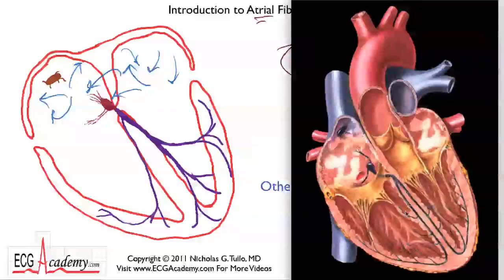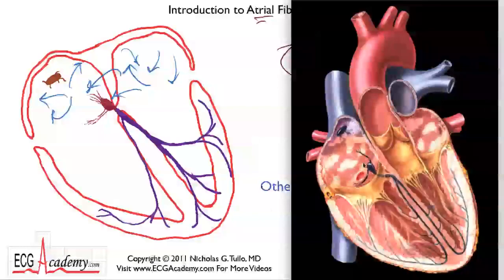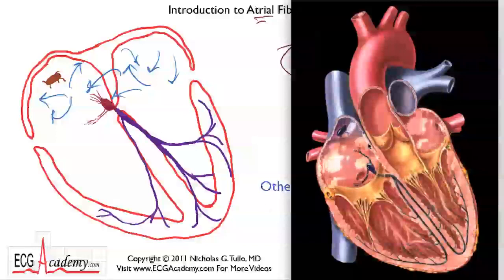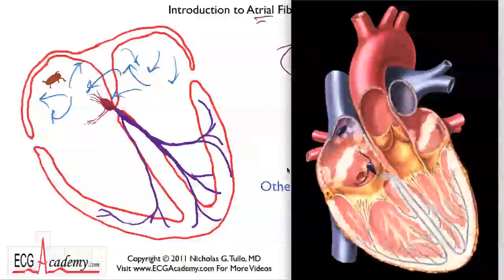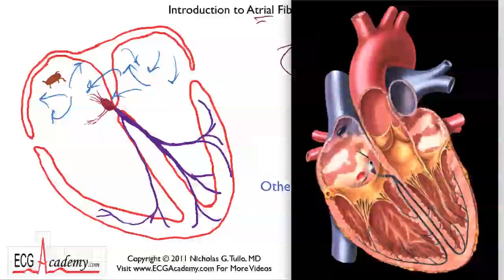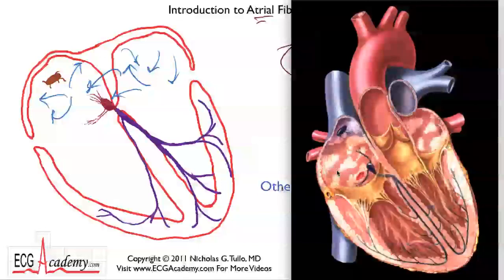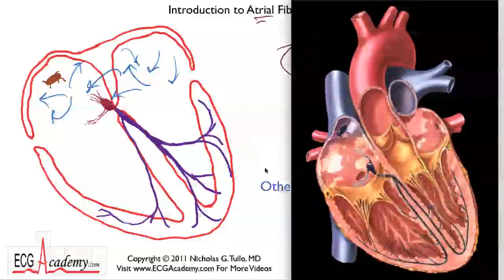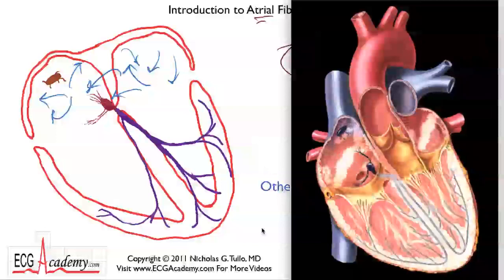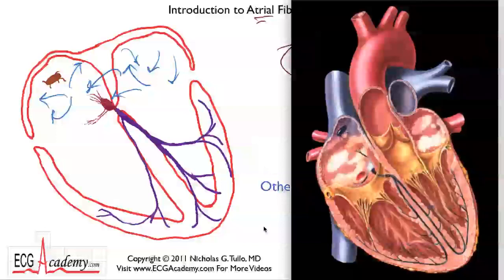Now I have my animation here, and I've shown you what looks like this random chaotic electrical activity in the top chambers. Now keep in mind that the AV node is going to pass some of those signals down. It can't pass them all down, but the AV node is designed to act like a safety valve, and atrial rates during atrial fibrillation usually exceed 350 beats per minute. Now the AV node really determines what the ventricular rate is going to be during atrial fibrillation.